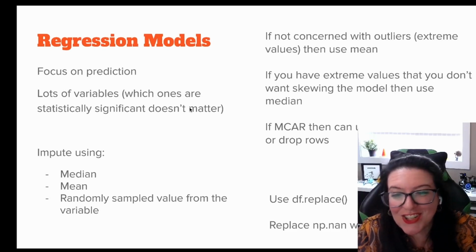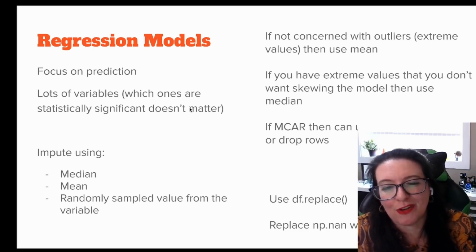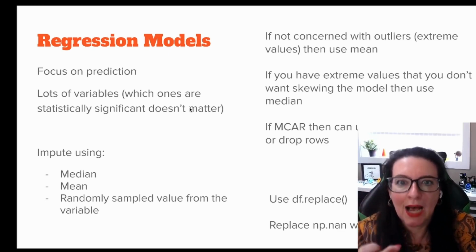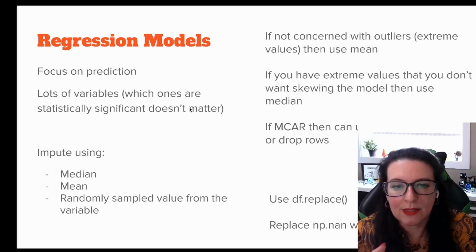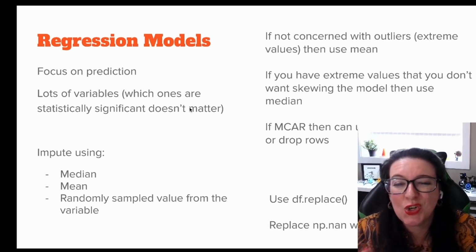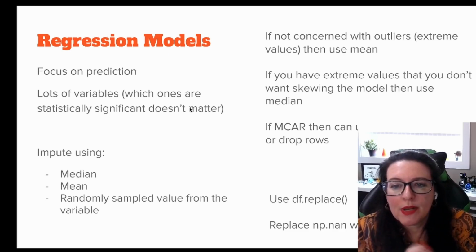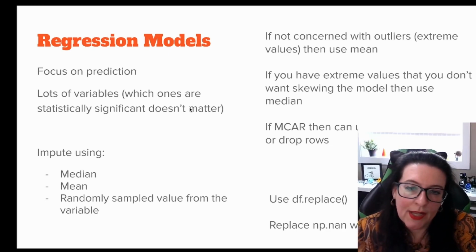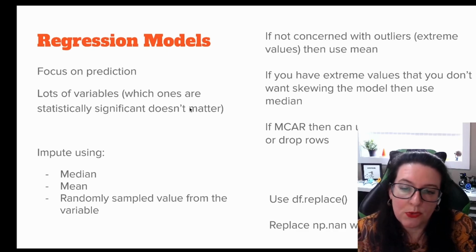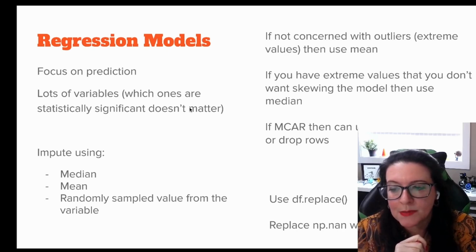So if you're not certain that you are missing completely at random, that it could be due to the value of your variables, then you would use the mean or the median. So then it's going to be tied more to the values of the variables to adjust for the fact that that missingness could be tied to the variable itself. So if you're focused on prediction, you're not looking at statistical significance of variables, you have lots of variables, then you could do imputation, and only if you are missing completely at random should you be using that random sampling.